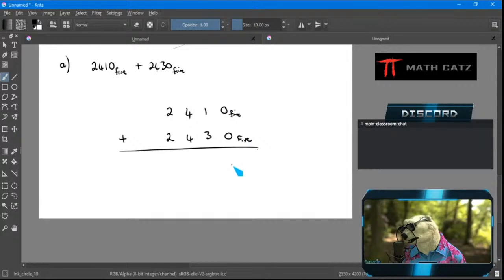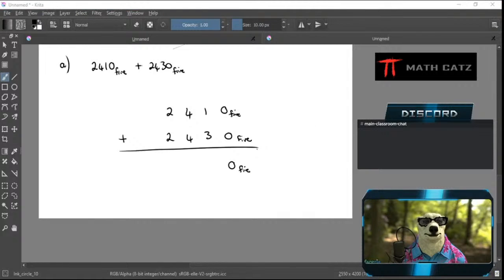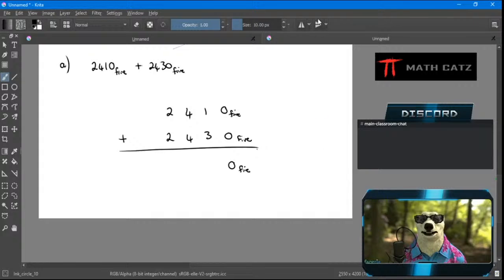0 plus 0, 0. Write my subscript now before I forget to write it. Next column is the fives column. One group of five plus three groups of five is four groups of five, or relative to this column, 1 plus 3 is 4. Next column, 4 plus 4 is 8.